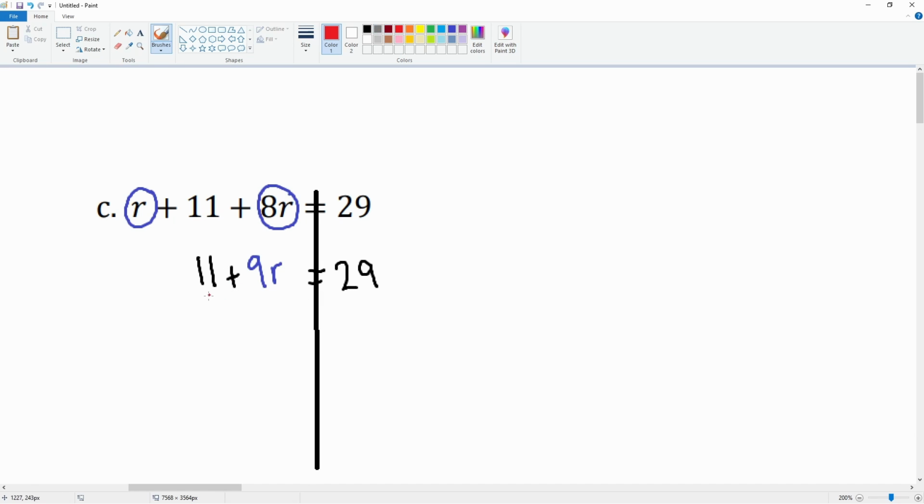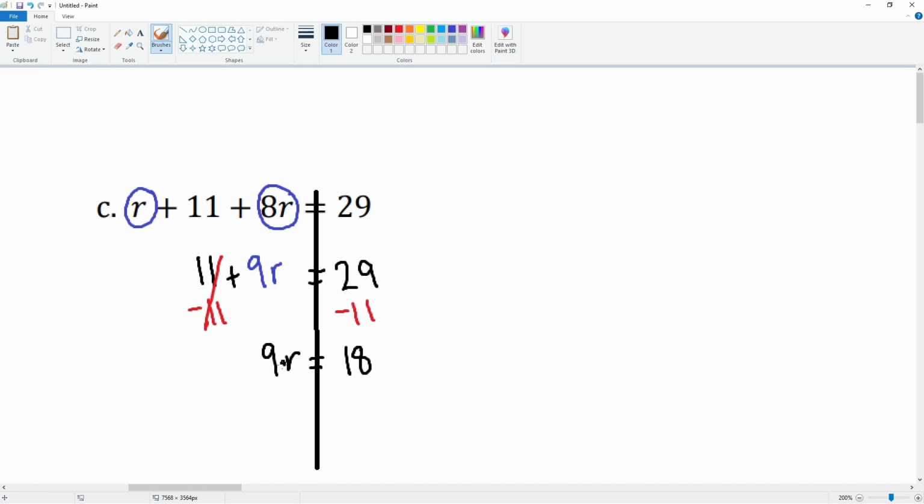How do we get rid of the 11? Well, we're going to subtract 11 to both sides. 11 minus 11 will cancel out, making the number 0. Then bring down the 9r, which is left. Bring down the equal sign. What is 29 minus 11? That is 18. So we have 9r is equal to 18.